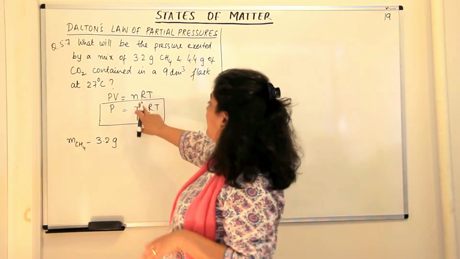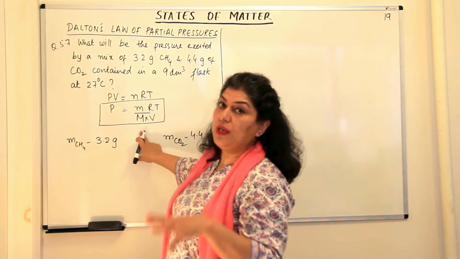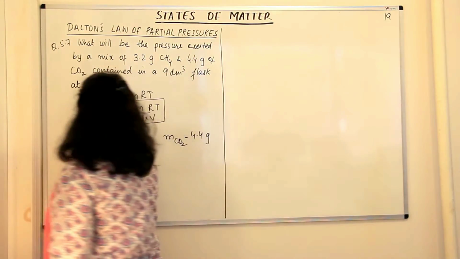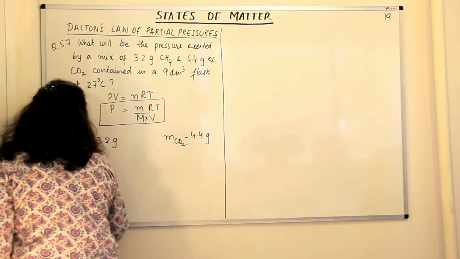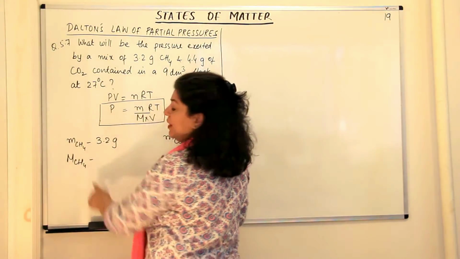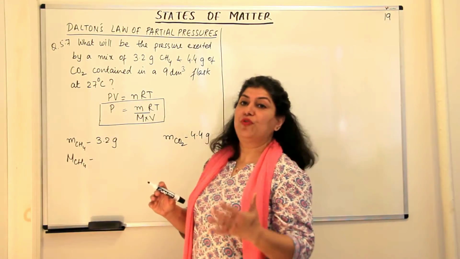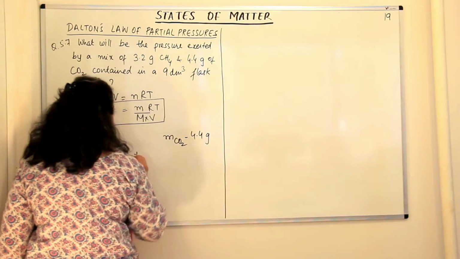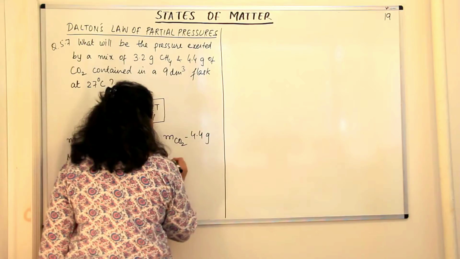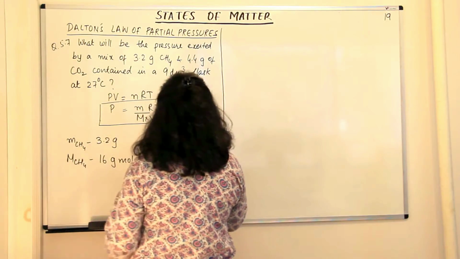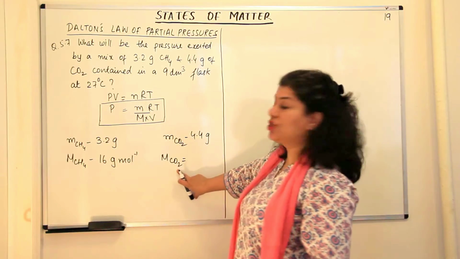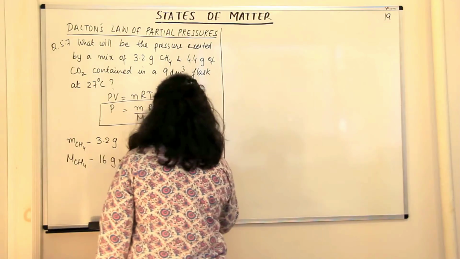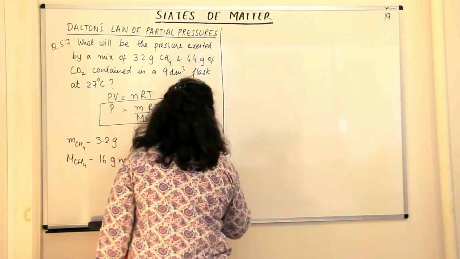Now, in order to calculate the number of moles, we should know the molar mass. So, in the very first step, let us first calculate the molar mass of these two gases. Molar mass of methane: carbon has the mass of 12, hydrogen has a mass of 1. There are 4 hydrogens, so 12 plus 4 makes it 16. So we have 16 grams per mole as the molar mass of methane. So what is the molar mass of carbon dioxide? For carbon, the mass is 12, oxygen has a mass of 16, 16 times 2 is 32, 32 plus 12 will make it 44. So we'll get 44 grams per mole.